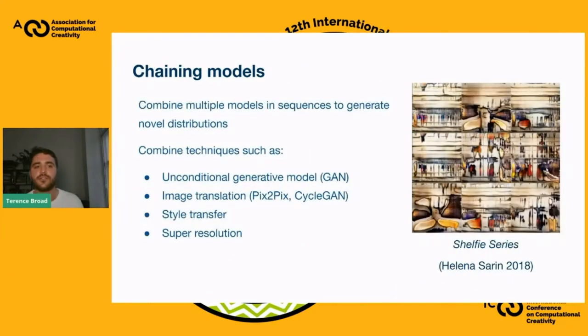The next category in our taxonomy is chaining models together. This is something that is done very commonly by artists who use generative models in their practice, but isn't documented very much in the academic literature.